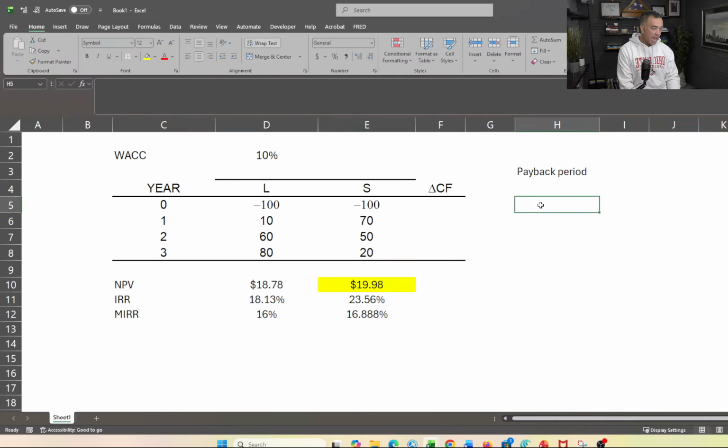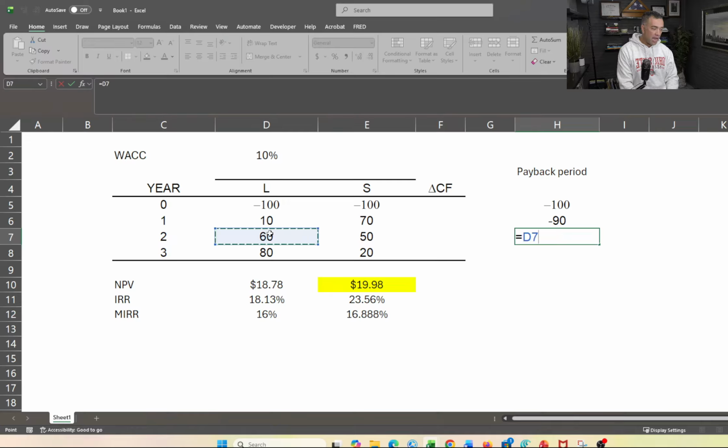So we want to say at time 0, let me just do project L for now. At time 0, we are negative $100. However, the next year we got $10. So what I'm going to do is I'm going to take that cost plus I get 10. So at time 1, we're down negative 90, right? That makes sense. And then I want to find out, well, we're negative 90, and now we're going to add, we get paid $60 in year 2. We're still down negative 30.